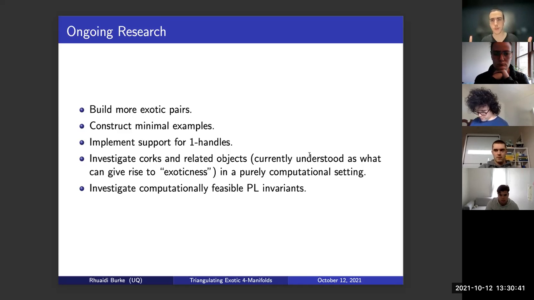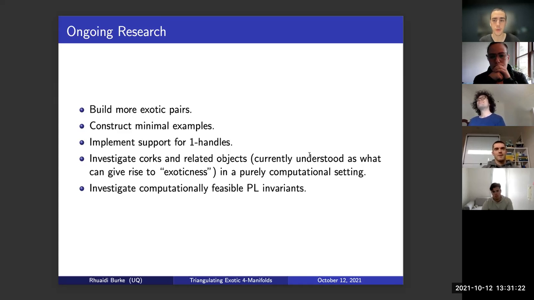We'd like to broaden this to a wider class of 4 manifolds. So if you're familiar with handle body decompositions, basically everything I've been talking about here is just gluing 2 handles onto the 4 ball. We'd like to also then, if we can introduce 1 handles, that'll allow us to capture a much wider class of 4 manifolds. In fact, we hit nearly everything if we can implement 1 handle support. I'll talk a bit more about this in a second. Ideally, also, we want to investigate quarks and related objects. These are currently what's understood to give rise to exoticness. So again, I'll talk about this in a moment.